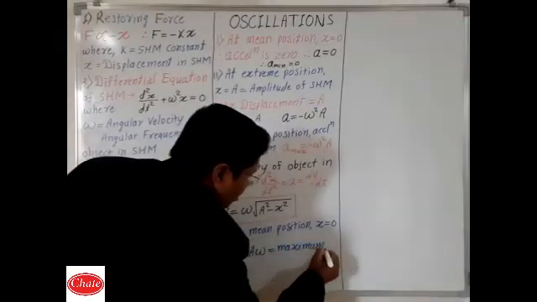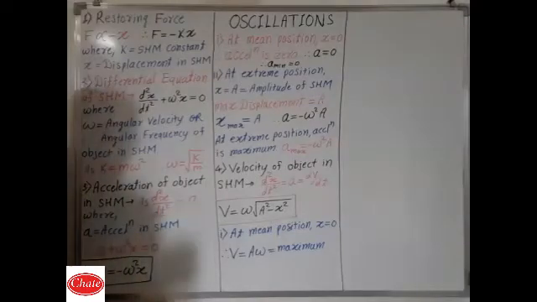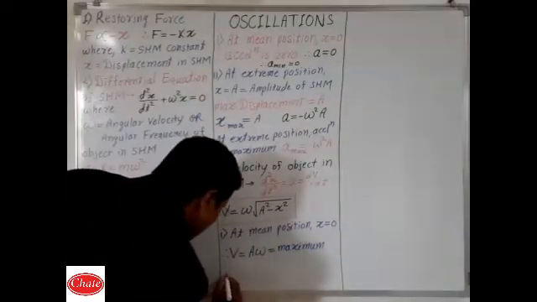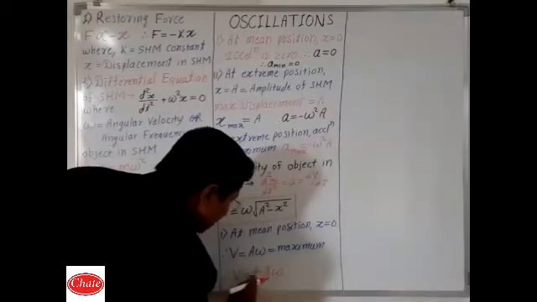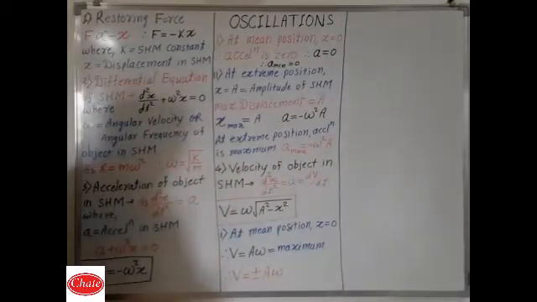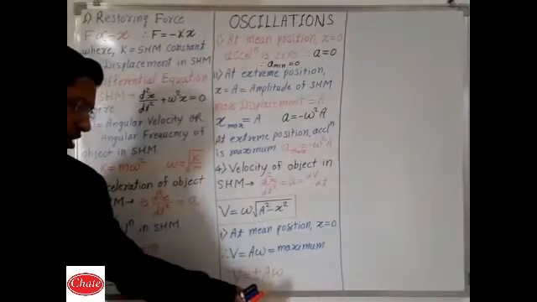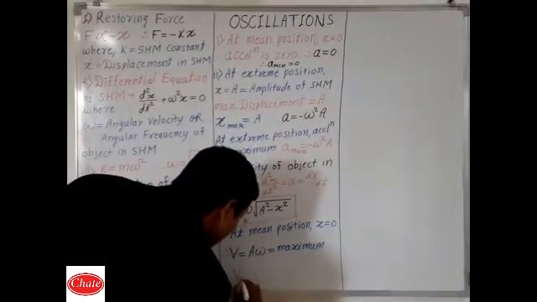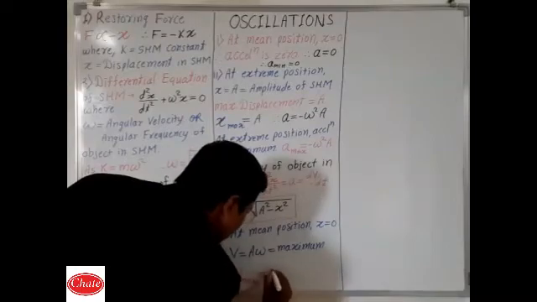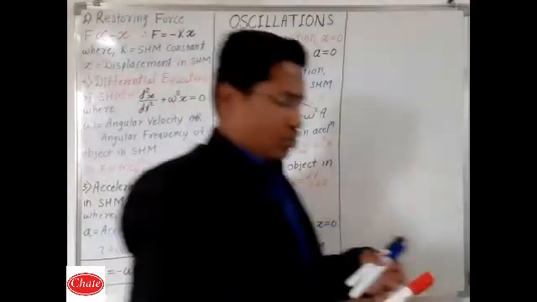हे maximum म्हणजे at mean position x is 0, velocity is maximum. Clear? And you can write therefore v is equal to plus or minus a omega लिहिलं तरी चालतं. काही फरक पडत नाही. तसंच याच्यासाठी पण लिहिता येईल plus or minus a omega v max. Write down this. v max is equal to plus or minus a omega. Plus or minus फक्त डिरेक्शन दाखवतो.